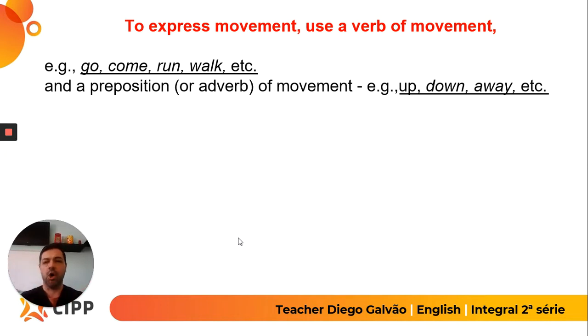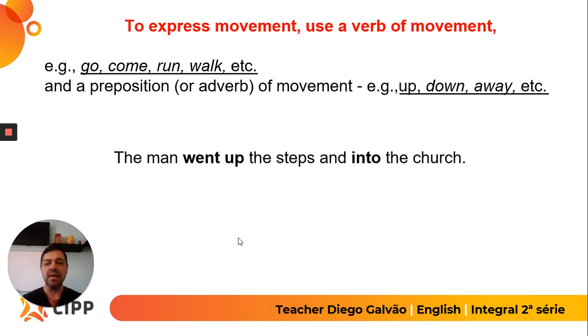To express movement, use a verb of movement. This verb can be go, come, run, walk, drive, etc. And a preposition of movement. Remember last class, we talked about those prepositions. Up, down, away, along, across, under, over. So these prepositions are used connected with the verbs indicating movement.